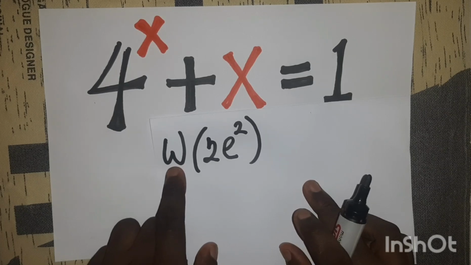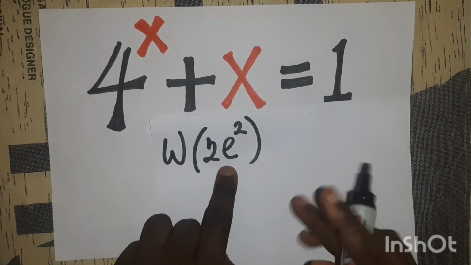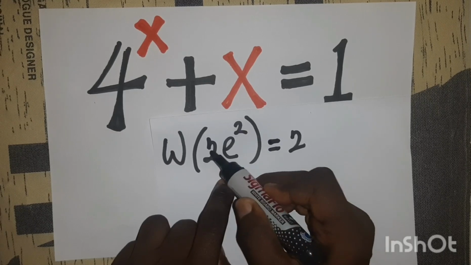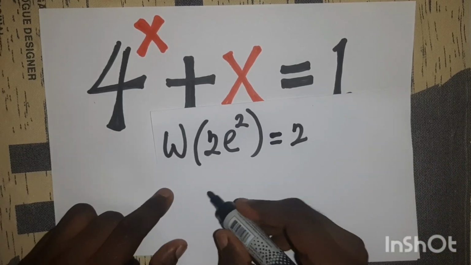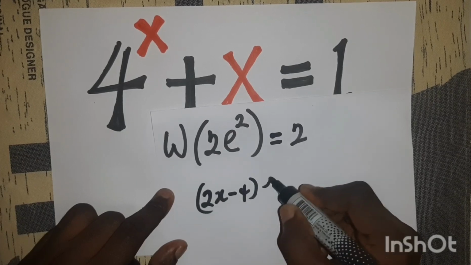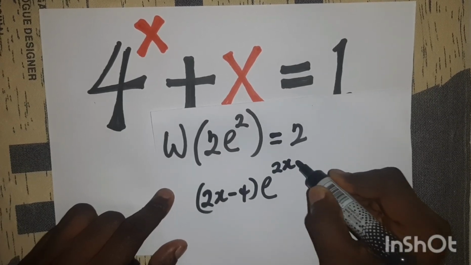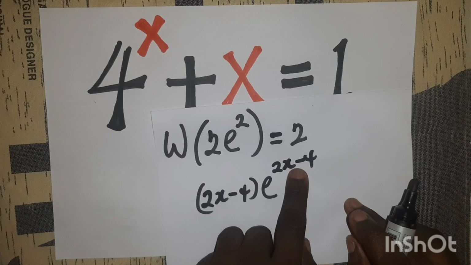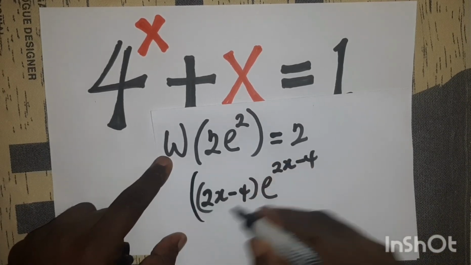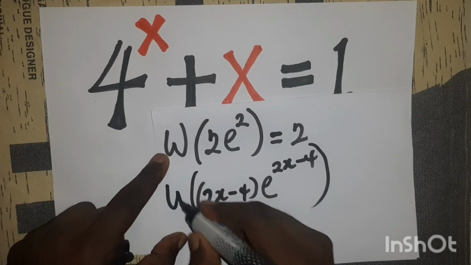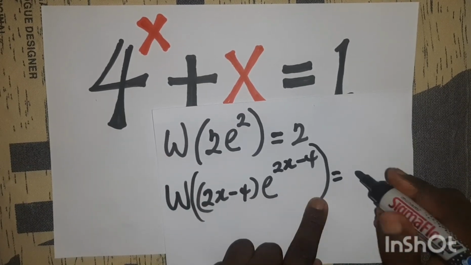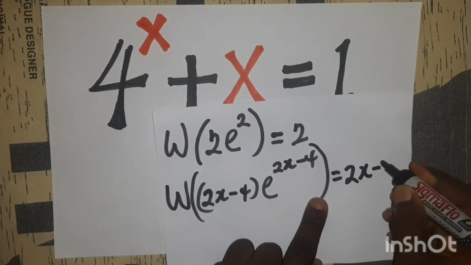If you apply the Lambert W function, in this case, you're going to get 2 as your answer. You're getting that same number, which is 2. It can also be in this form. Let's say you have 2x minus 4 times e raised to the power 2x minus 4 again. Notice they are the same, 2x minus 4 here and 2x minus 4 here. In this case, you can now apply the Lambert W function, and it will simplify to the same 2x minus 4 you started with.